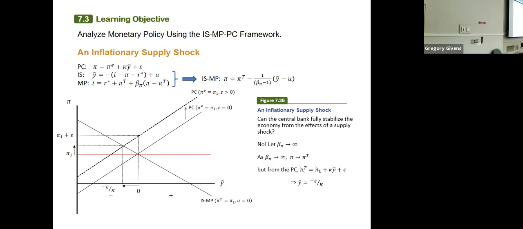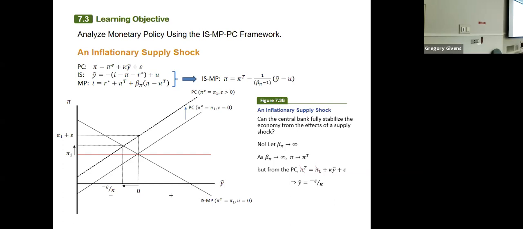In response to a supply shock, what happens to the rate of inflation in equilibrium? It's still pinned down at pi 1. But what happens to the output gap? The output gap ends up falling by the full amount of the shift, which in this case is negative epsilon divided by kappa. The math there is pretty straightforward, okay?